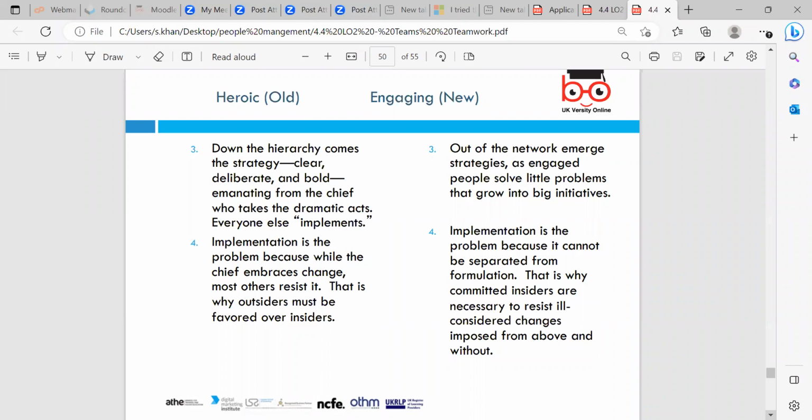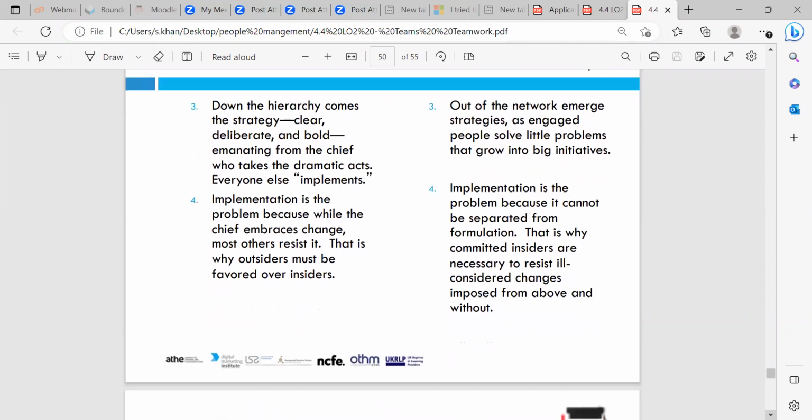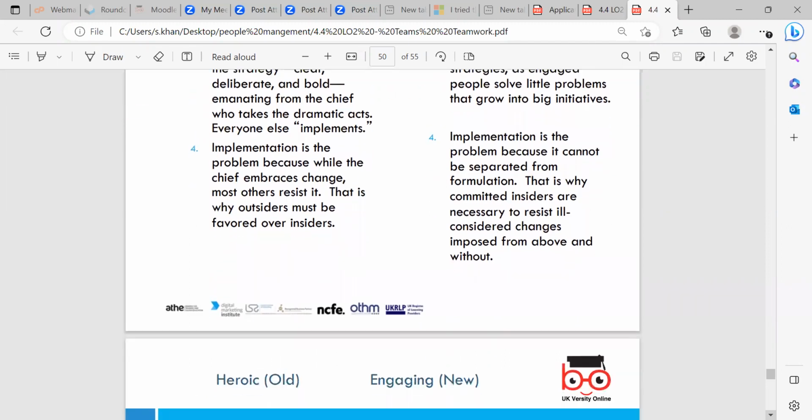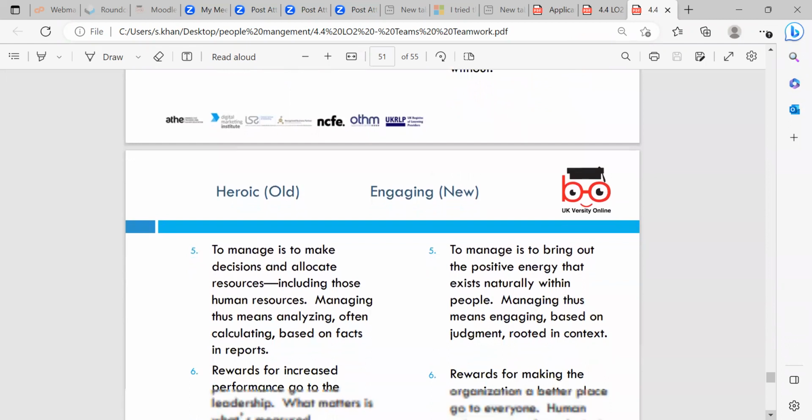And engaging, the new idea is that number 3 is out of the network emerge strategies, as engaged people solve little problems that grow into big initiatives. Number 4, implementation is the problem because it cannot be separated from the formulation. That is why committed insiders are still necessary to resist ill-considered changes imposed from above and without. And we carry on with that.